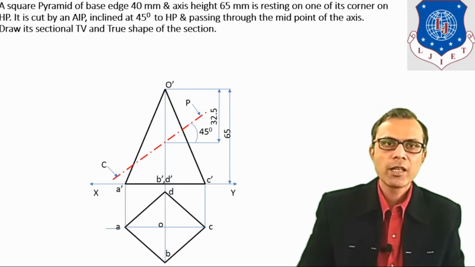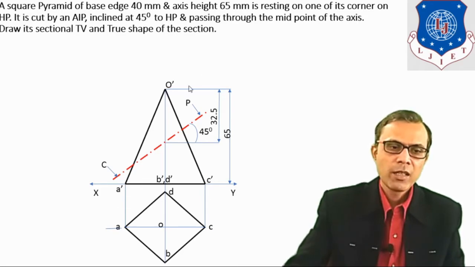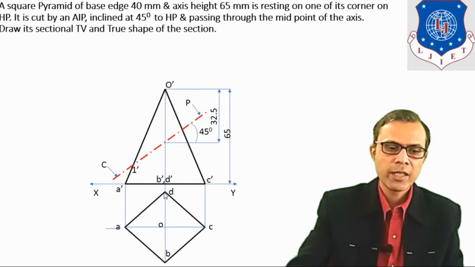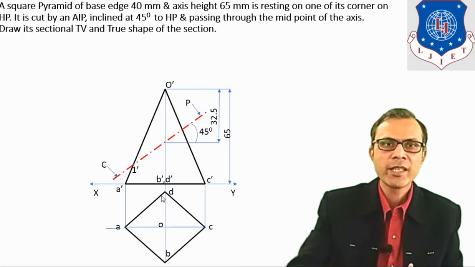You can see here the object is cut by this cutting plane at different positions. So which are the edges being cut by this cutting plane? Here this O'A' slant edge is cut by this cutting plane. So let's mark that point as 1 dash. Then OB, OC and OD, all the four edges are cut by the cutting plane. So we have to mark that cutting point.